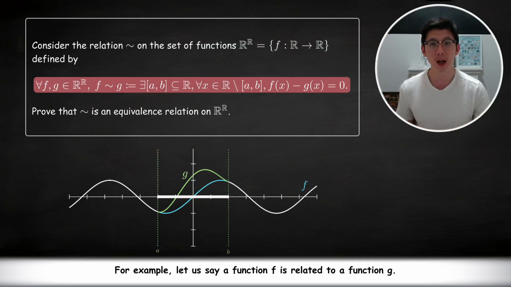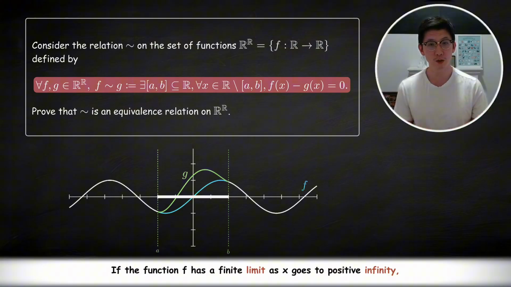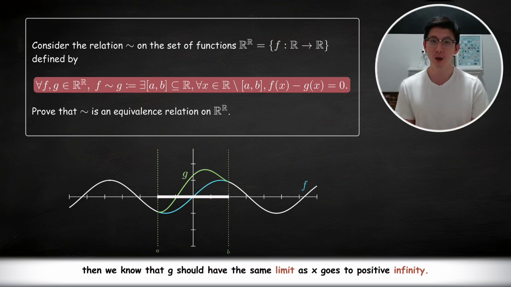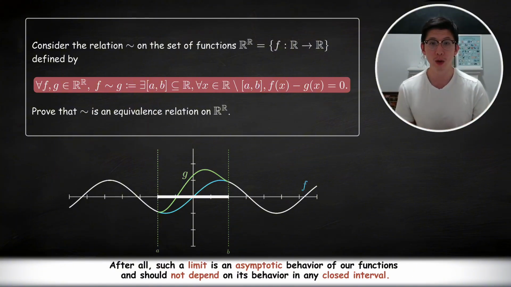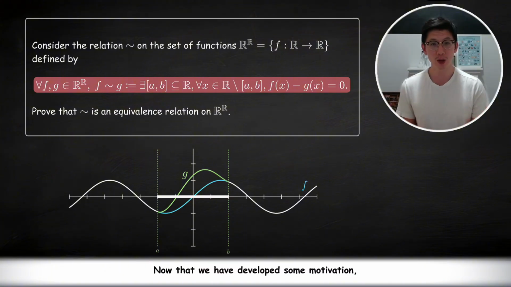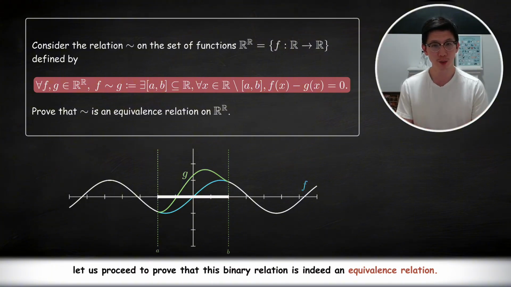For example, let us say a function f is related to a function g. If the function f has a finite limit as x goes to positive infinity, then we know that g should have the same limit as x goes to positive infinity. After all, such a limit is an asymptotic behavior of our functions and should not depend on its behavior in any closed interval. Now that we have developed some motivation, let us proceed to prove that this binary relation is indeed an equivalence relation.